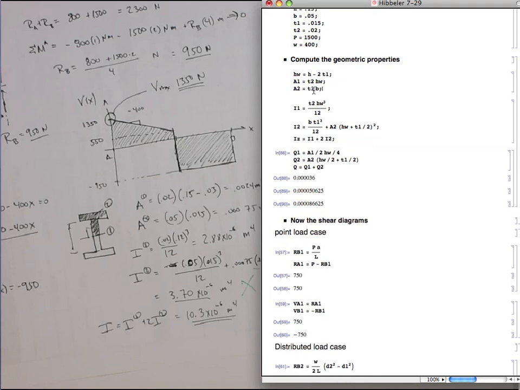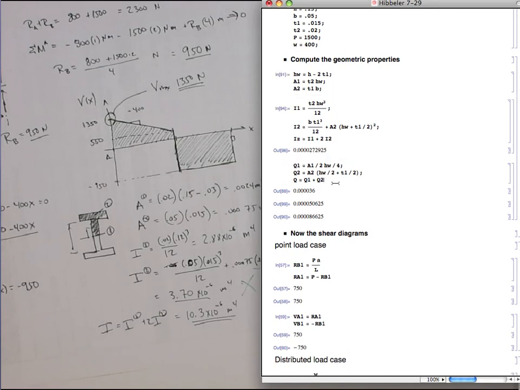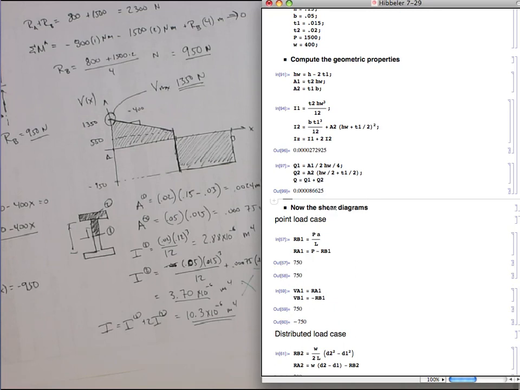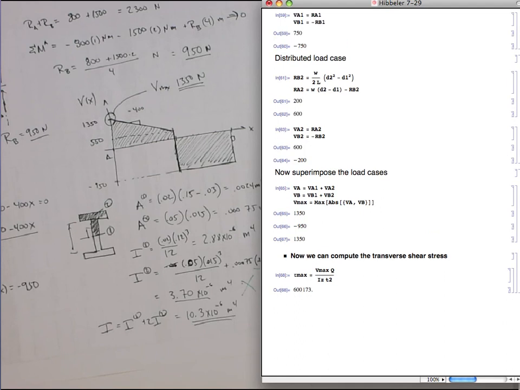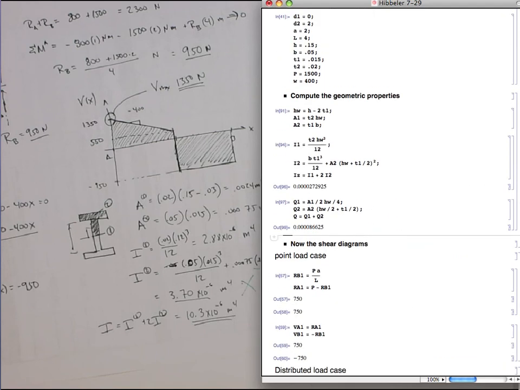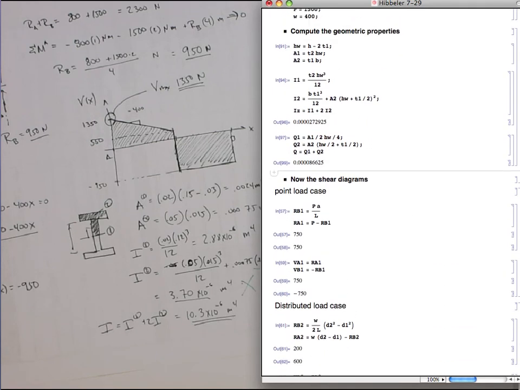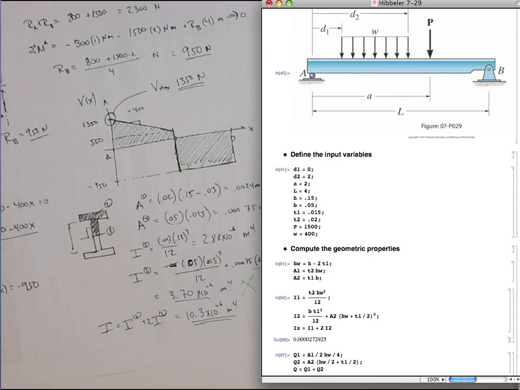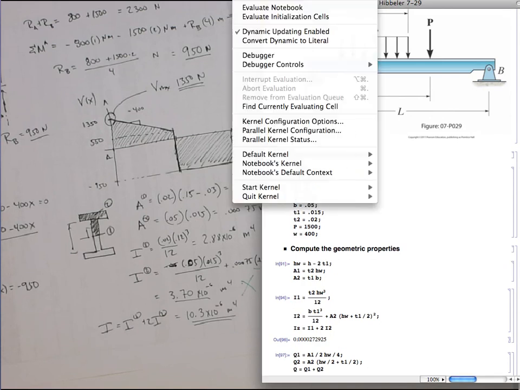Okay, so now we compute the area properties, we compute the I's, and we compute the Q's. All right, so we can do this. This puts out the I, and this puts out the Q. And now we can go through and I think we can get the right answer now. I should double check everything again, but I think I found most of the mistakes. I found some mistakes in my hand calculations and some mistakes in my computation.